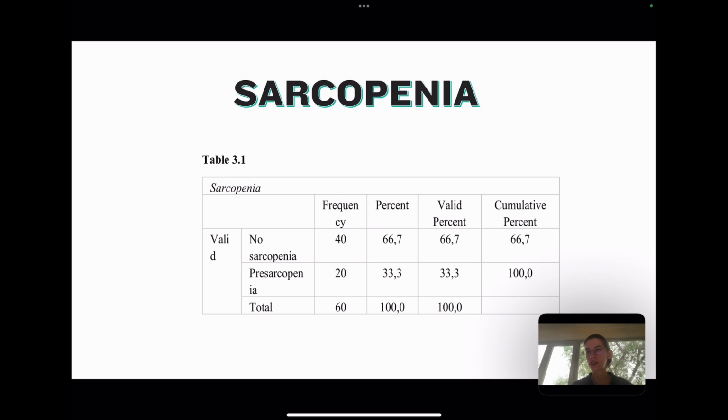Next, let's look at the sarcopenia status of the patients. 40 patients, or about 67%, do not have sarcopenia. The other 20 patients, which is 33%, have presarcopenia. This means that sarcopenia is not very common in our group, but about 1/3 of the patients are showing early signs of muscle loss.